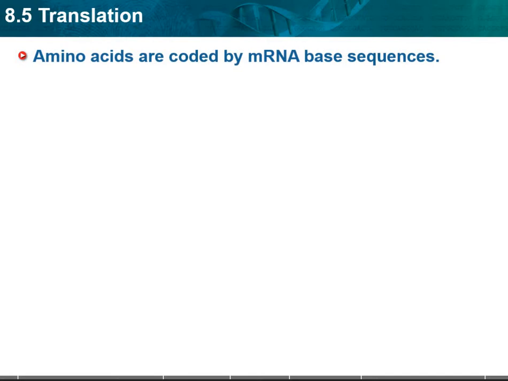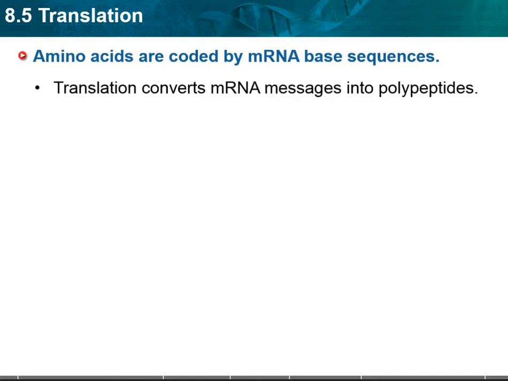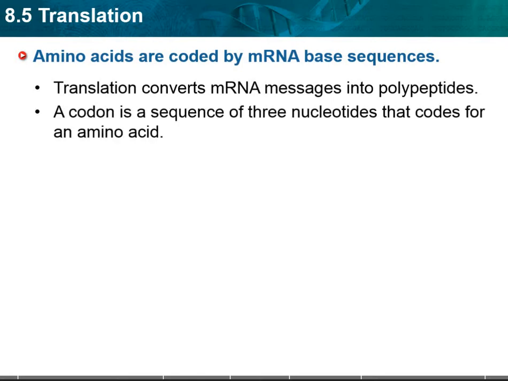Polypeptides are going to be a chain of amino acids that are joined with one another, and those polypeptides will join up with one another to make a protein. When we are reading messenger RNA, we are looking for a codon, which is a sequence of 3 nucleotides that code for an amino acid.